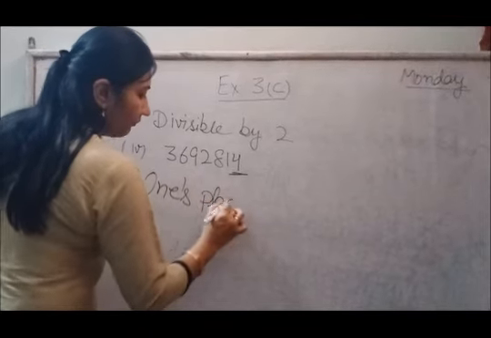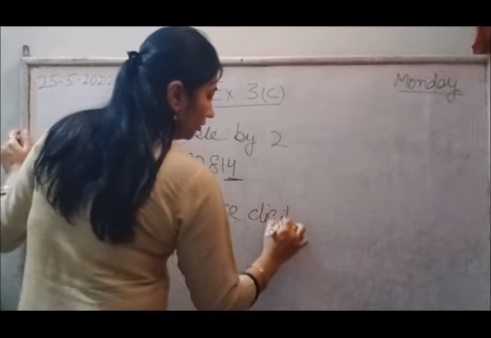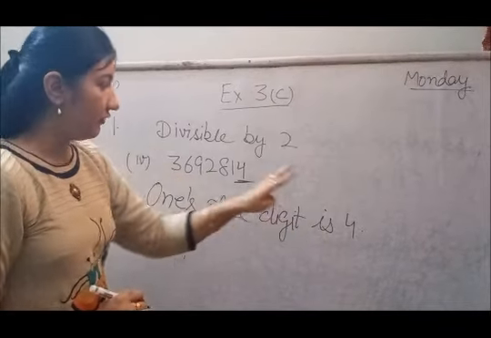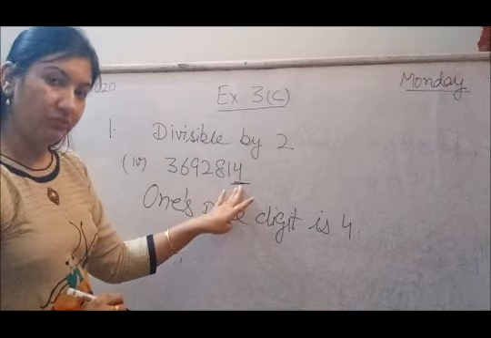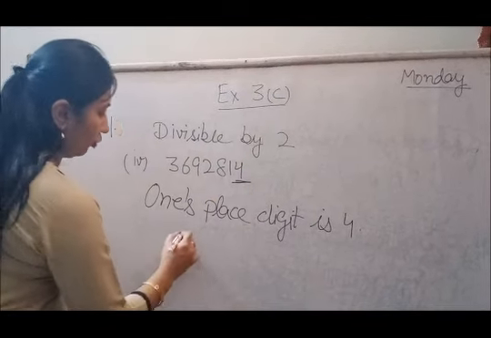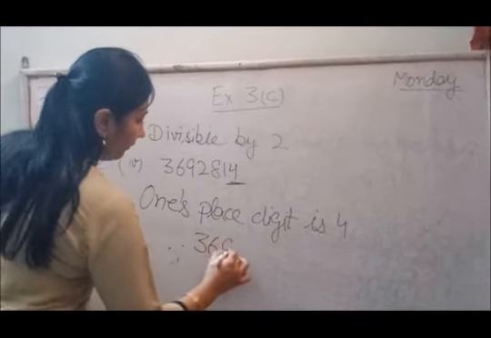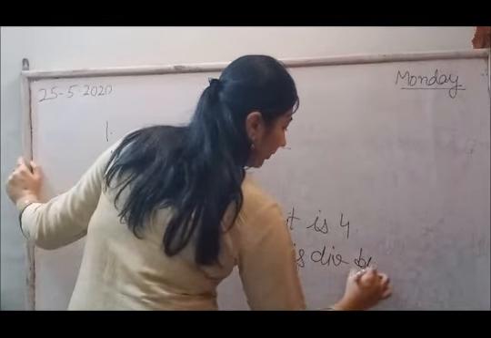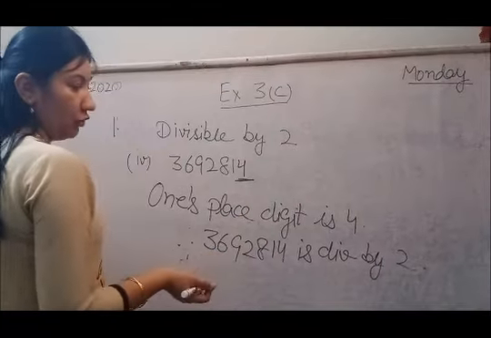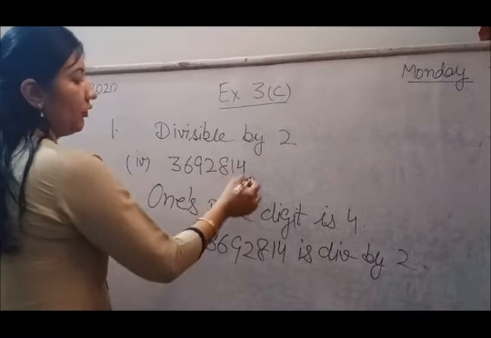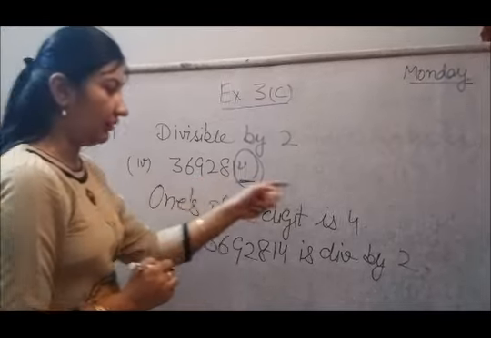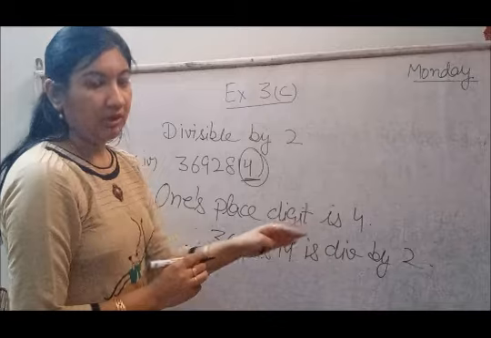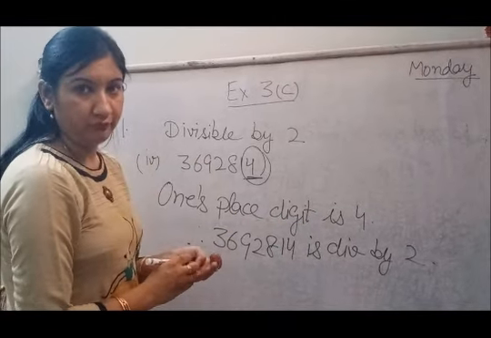Ones place digit is 4. The ones place digit is 4, which is an even number. So this number will be divisible by 2. Therefore, 3, 6, 9, 2, 8, 1, 4 is divisible by 2. It means what you have to check in the divisibility rule of 2 is only the last digit. We have checked, that is 4, which is an even number. So this is divisible by 2. The rest of the parts you will solve yourself.